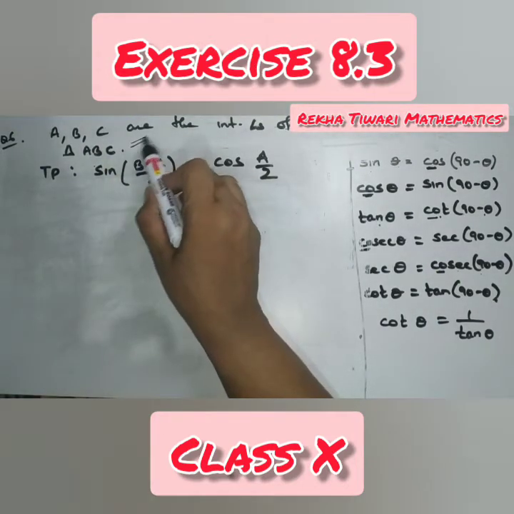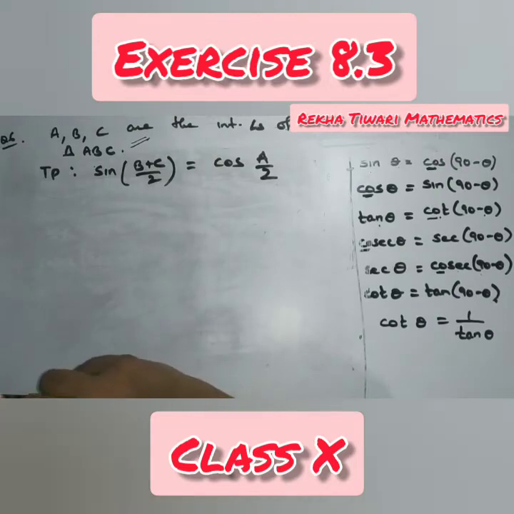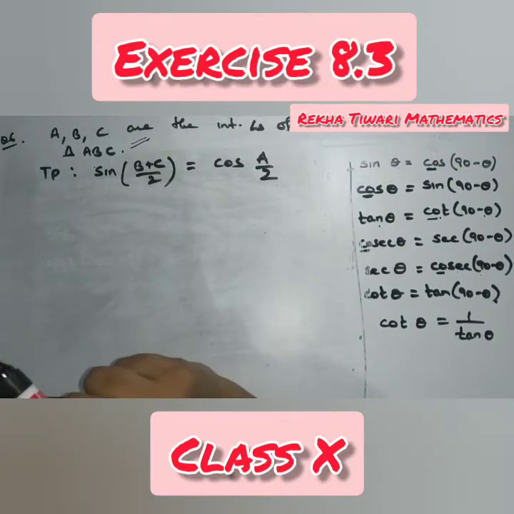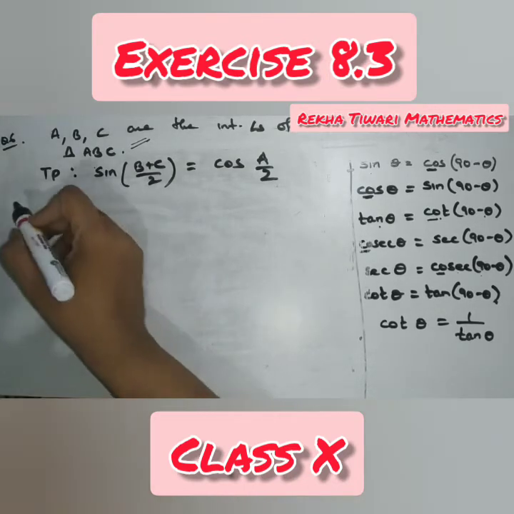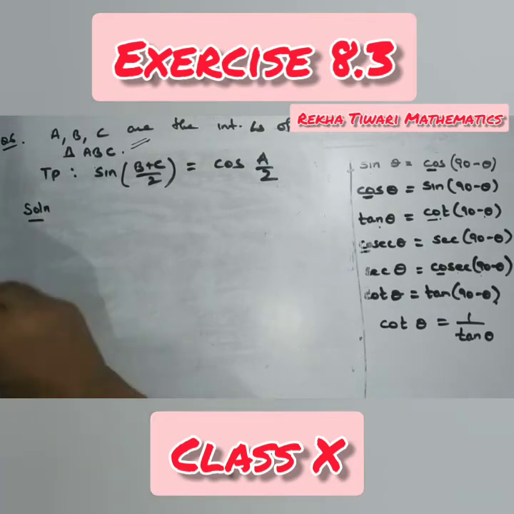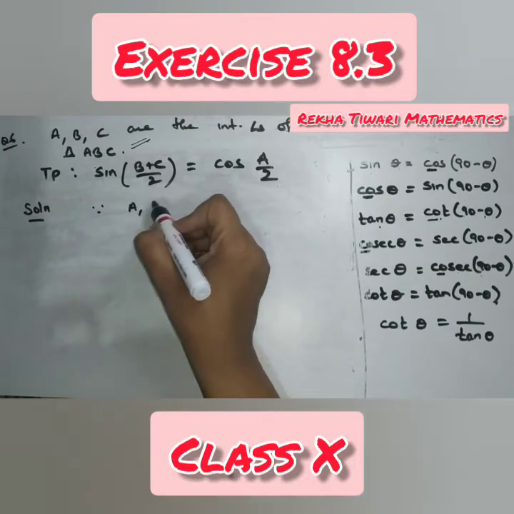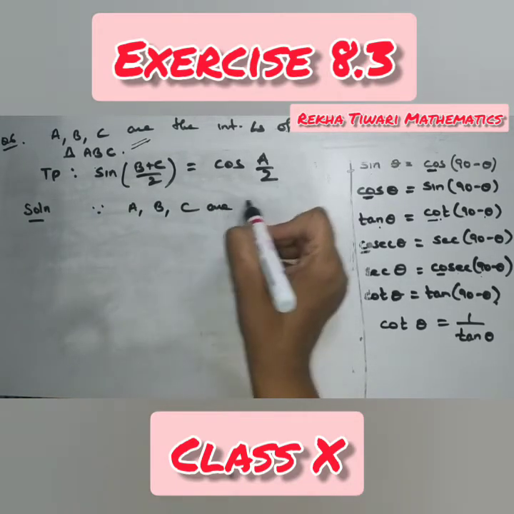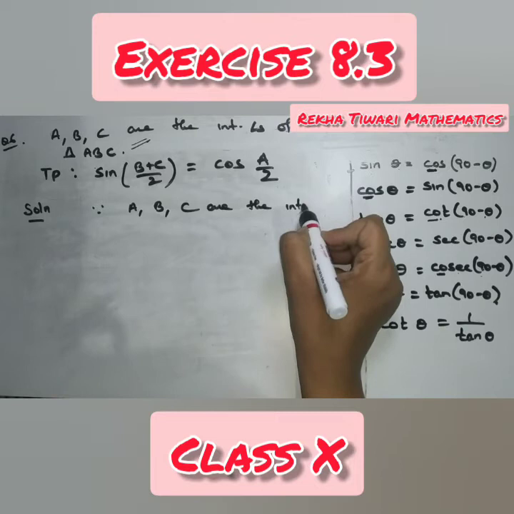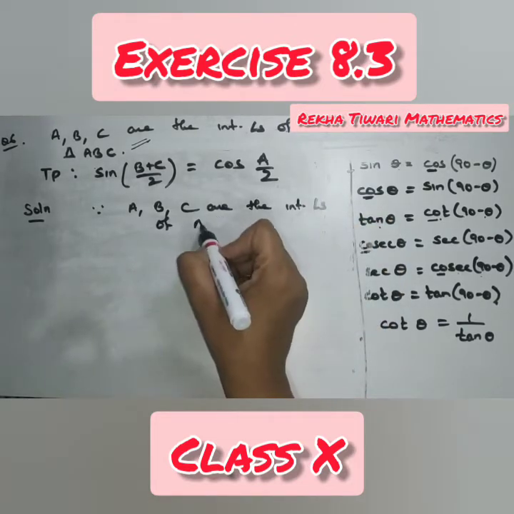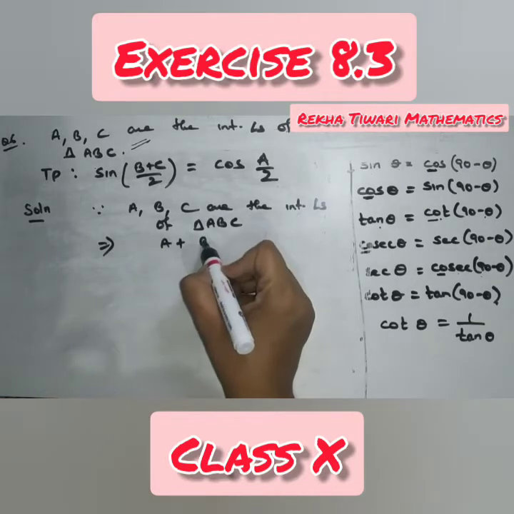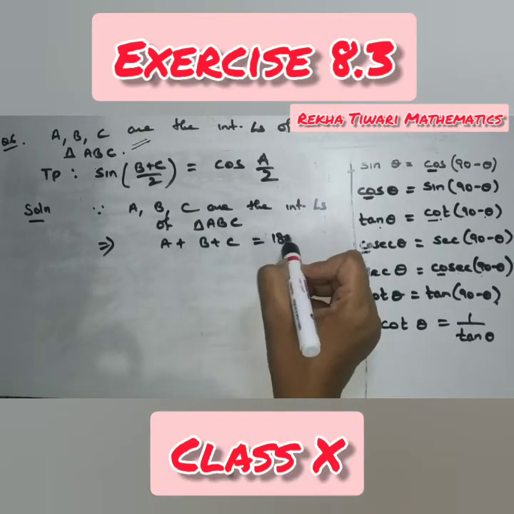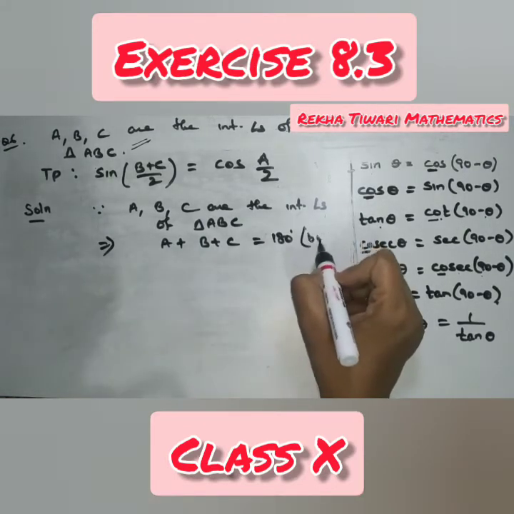So look at this sentence. If A, B, C are the interior angles of triangle ABC, that means A plus B plus C is equal to 180 degree by angle sum property. So let us come to the solution. Since A, B, C are the interior angles of triangle ABC, this implies A plus B plus C is equal to 180 degree by angle sum property.